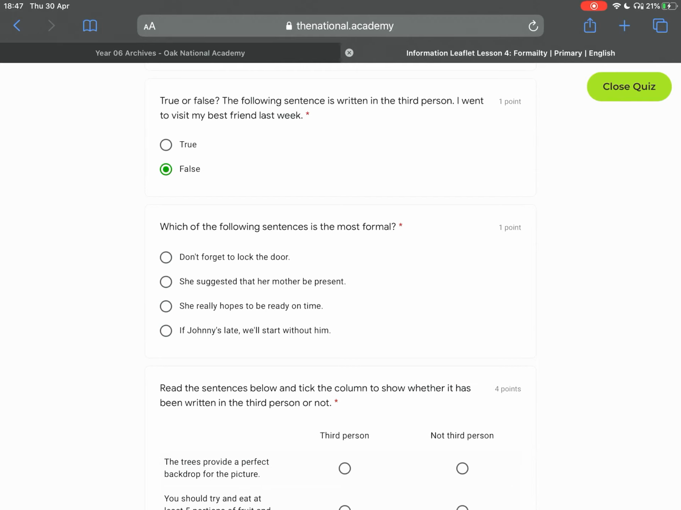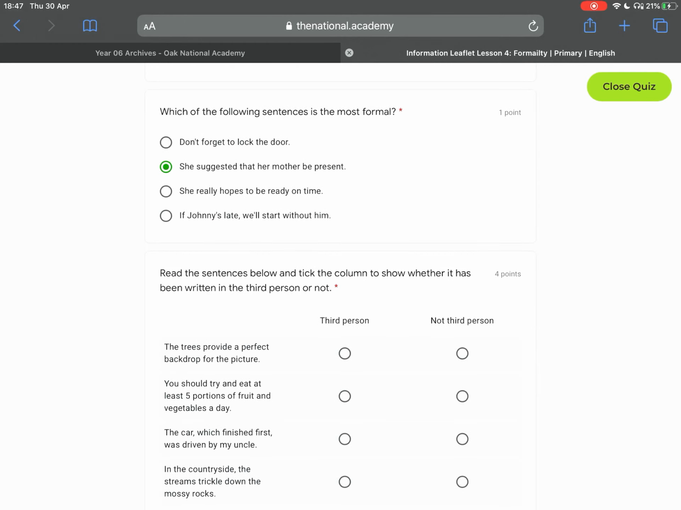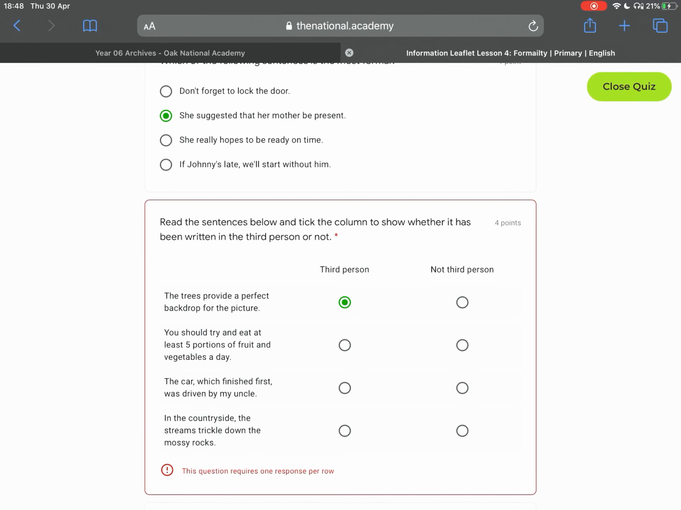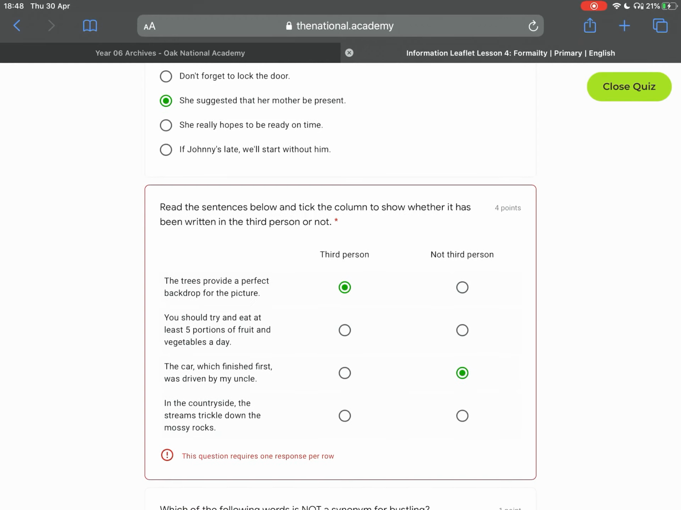Which of the following sentences is the most formal? Don't forget to lock the door. She suggested that her mother be present. Read the sentences below and tick the column to show whether it has been written in the third person or not. Let's see. Trees provide a perfect backdrop for the picture. That would be third person. You should try to eat. The car which finished first was driven by Michael, not third person.